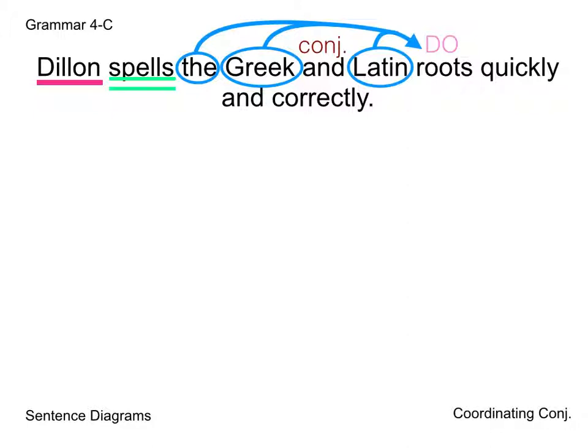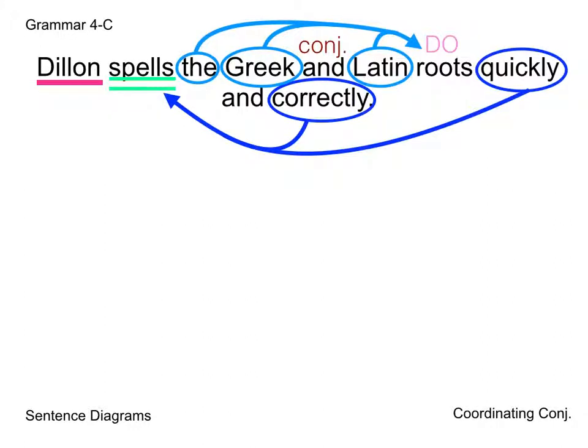Next, we have some other words. We have quickly and correctly. Quickly and correctly are both describing how Dylan is spelling the words. So they are adverbs. And then, of course, these adverbs have our coordinating conjunction of and. So we're just going to label that as a conjunction.